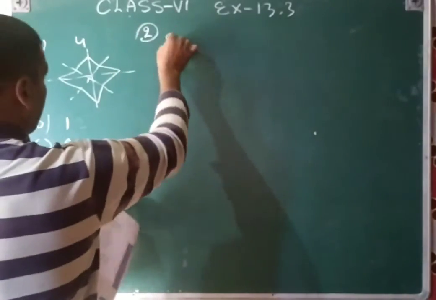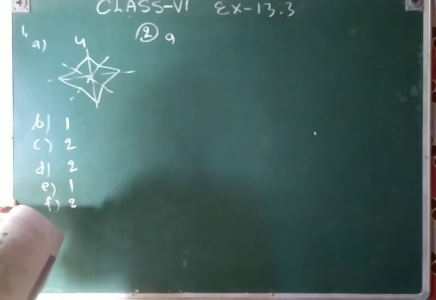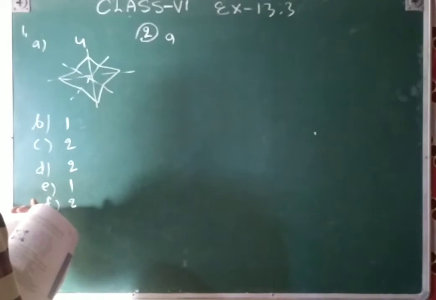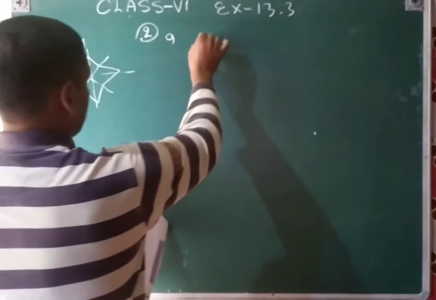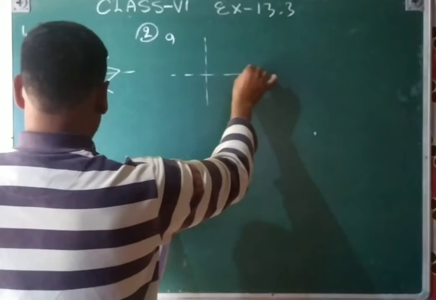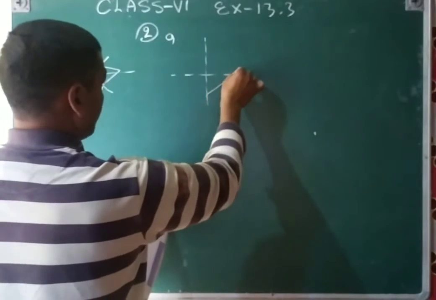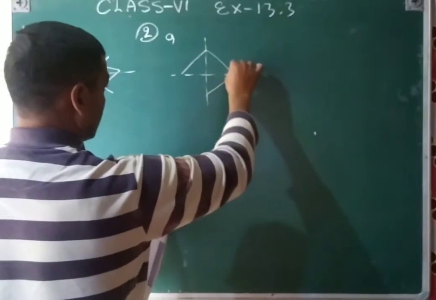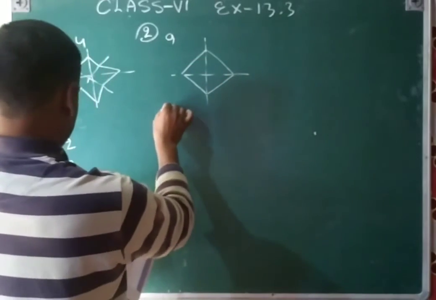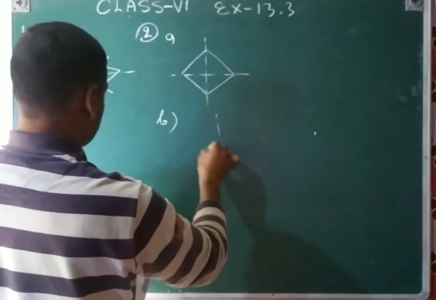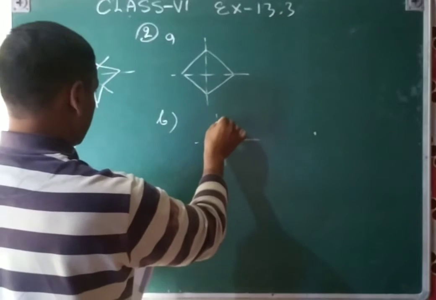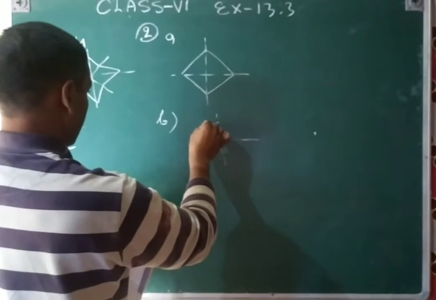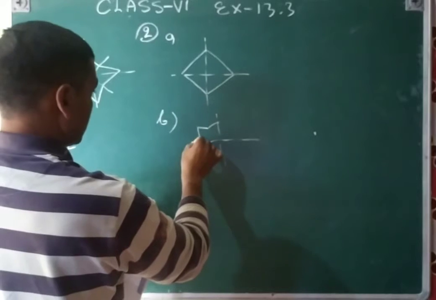And then question number 2, A part: copy the following drawing on square paper and complete each one of them such that the resulting figure has 2 dotted lines of symmetry as given there. So this is the dotted line, and this one is given. So we will draw it like this, the same, like this. For B part, the dotted line is this. So that is 1, and then this.